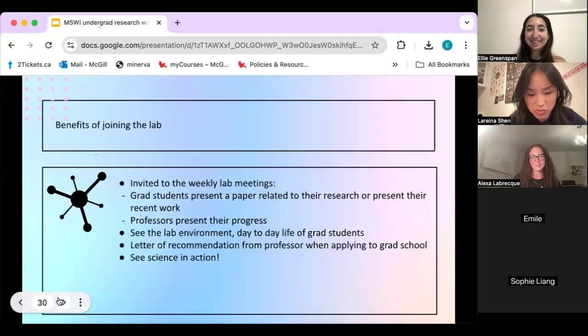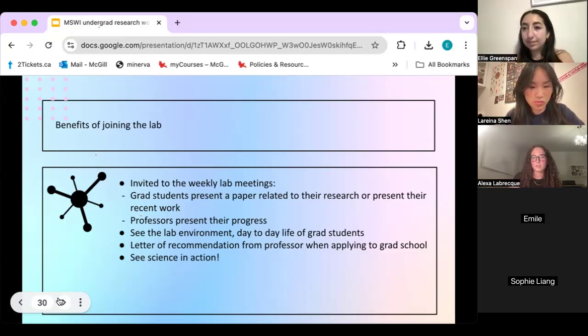And yeah, just a few benefits of joining the lab. I was invited to the weekly lab meetings, and that was pretty cool because it would either be grad students presenting a paper related to their research, and sometimes the professors would criticize that paper and say it didn't hold up too much. Or the grad students would present their work or their figures that they were going to publish in a paper or in their thesis.